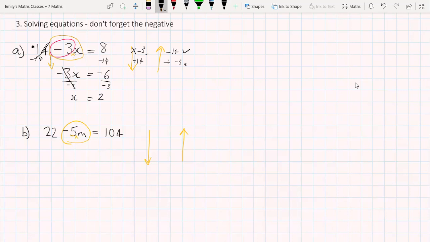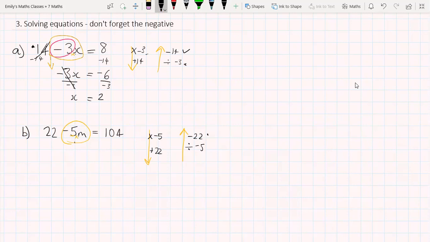Okay, let's go. First thing that happened to this was it got times by minus 5. The m got times by minus 5. Then what happened? We had 22 added. So the last thing to add was 22. So the first thing to take off is minus 22. And then we need to reverse or undo the times by minus 5. So divide by minus 5.